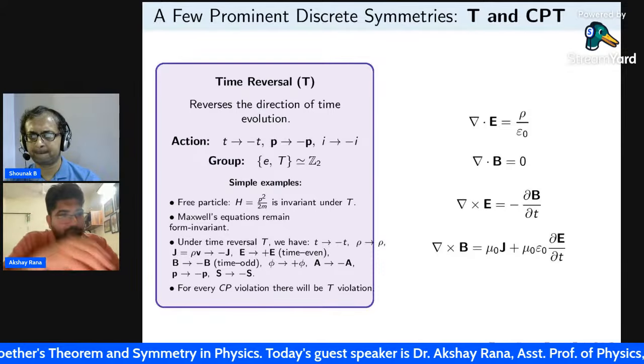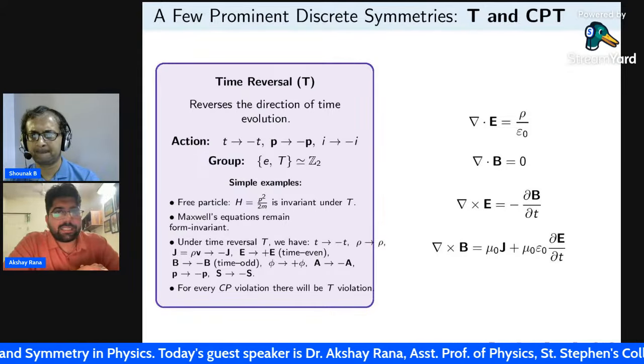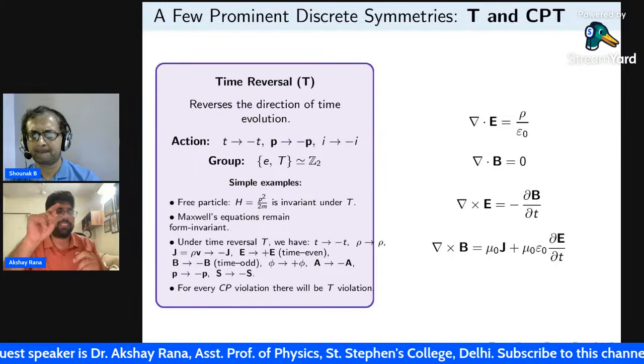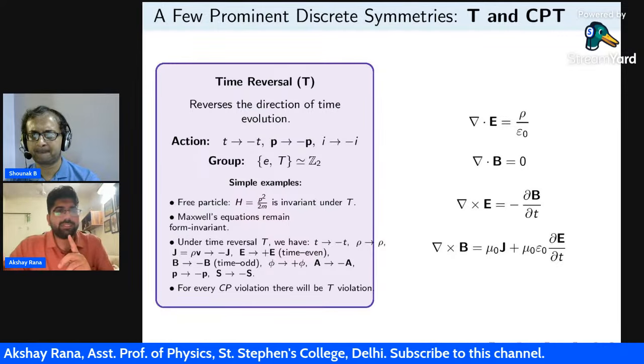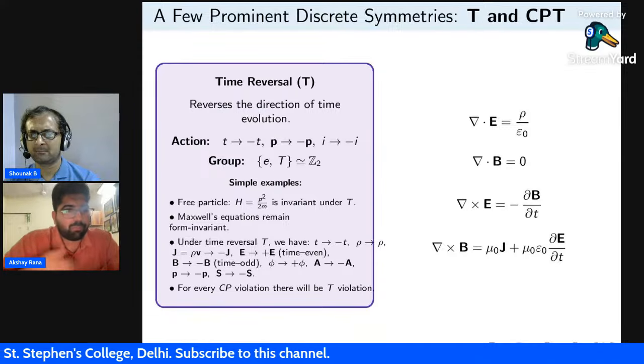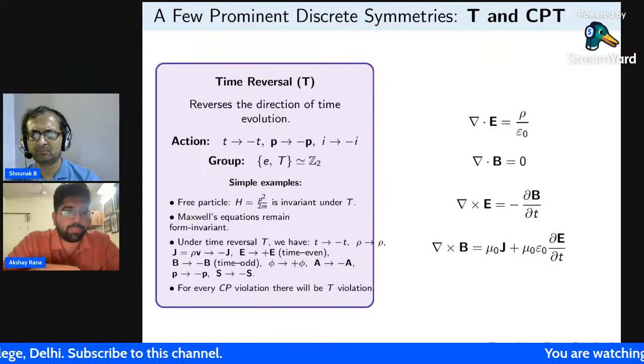The third symmetry which I want to talk about is the time reversal symmetry. In time reversal symmetry, you make a transformation that you go from t to minus t, or minus t to t. It's again a twofold symmetry I'm talking about. The moment you make the second rotation, you will come back to the same system.